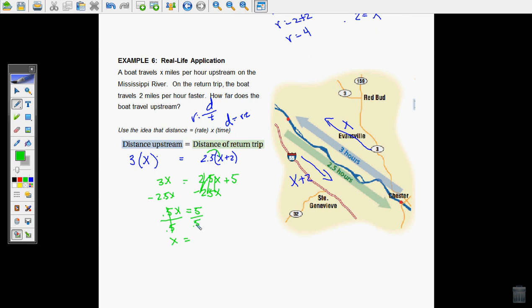how many times does half go into 5? Well, half goes into a whole twice, and then that whole number 1 can go into 5 times. 2 times 5, 10 times. Very, very good. So now I know that x equals 10.